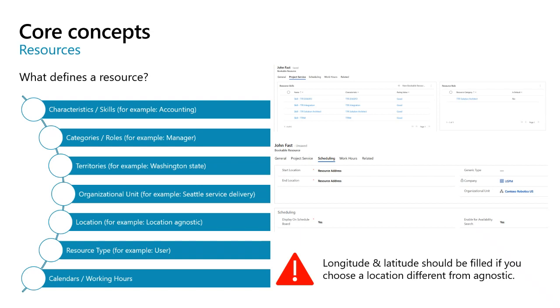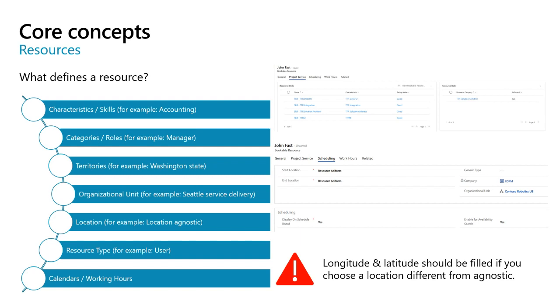To define a resource, we need some characteristics and skills, categories, territories, organization unit, location, resource type, and calendar. Except for calendar, all the other information is used to find the right resources for your project. Calendar will help you with scheduling. I will not focus on all of it here, but just on territories, organization unit, and location, because for the other ones I will have separate slides.